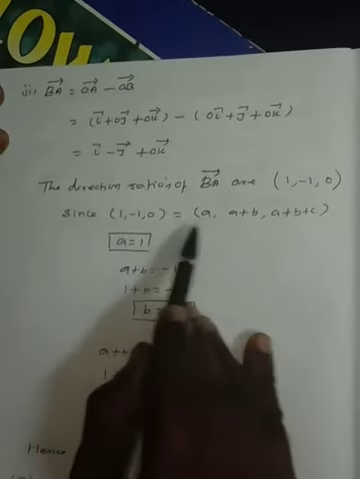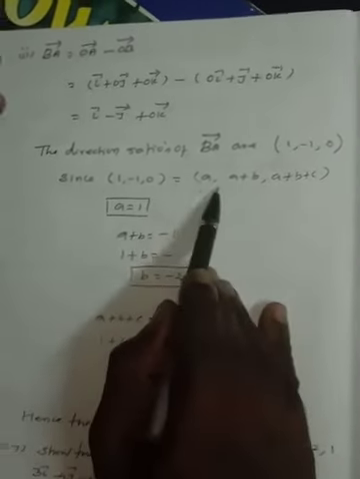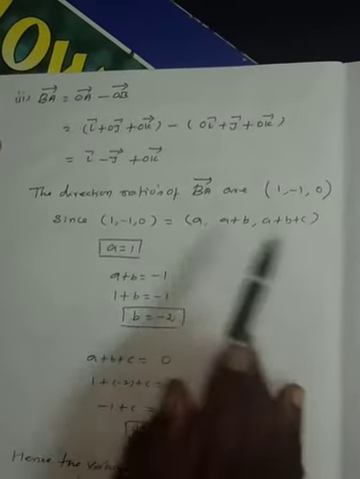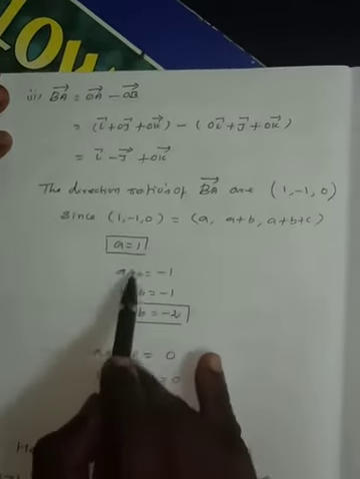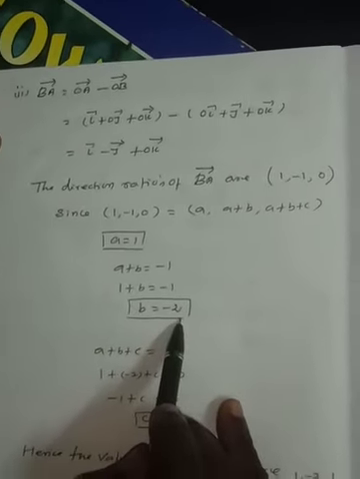So (1, -1, 0) is equal to (a, a+b, a+b+c). Equating the first term: 1 is equal to a, which means a is equal to 1. Equating the second term: -1 is equal to a+b, so a+b is equal to -1. Applying a equal to positive 1 in the above, we have b is equal to -2.